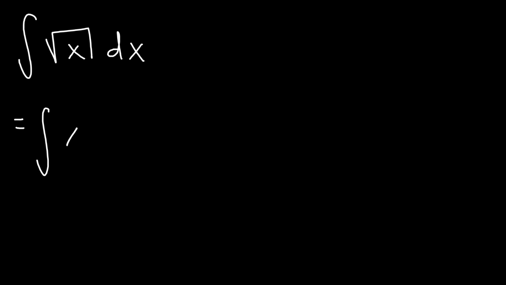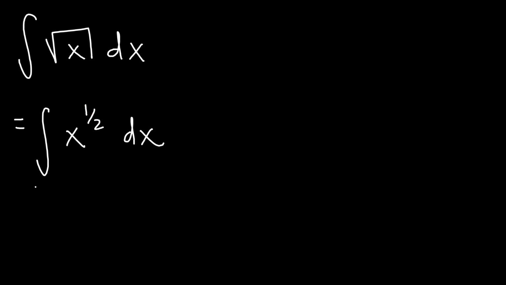Now let's see how we can integrate radical functions. Let's say we have the integral of the square root of x dx. Now for square roots, the exponent is 1 and the index is 2. So this is the same as the integral of x to the power of 1 over 2 dx, where 2 is the index and 1 is the exponent.